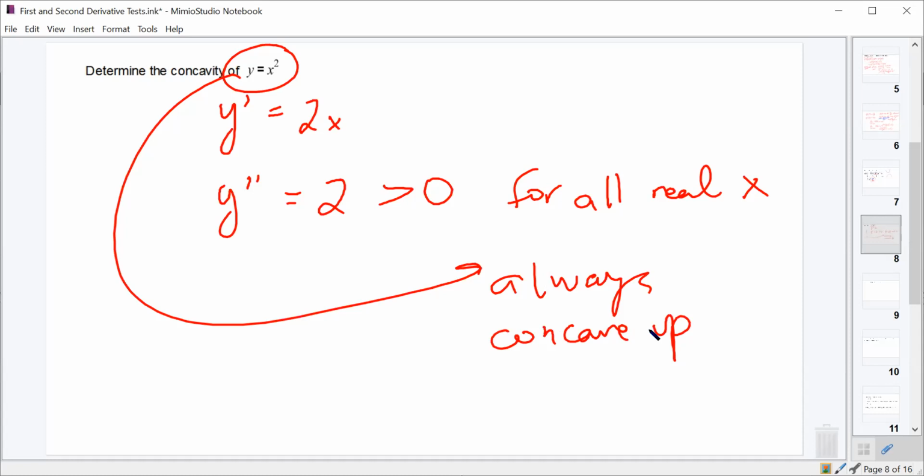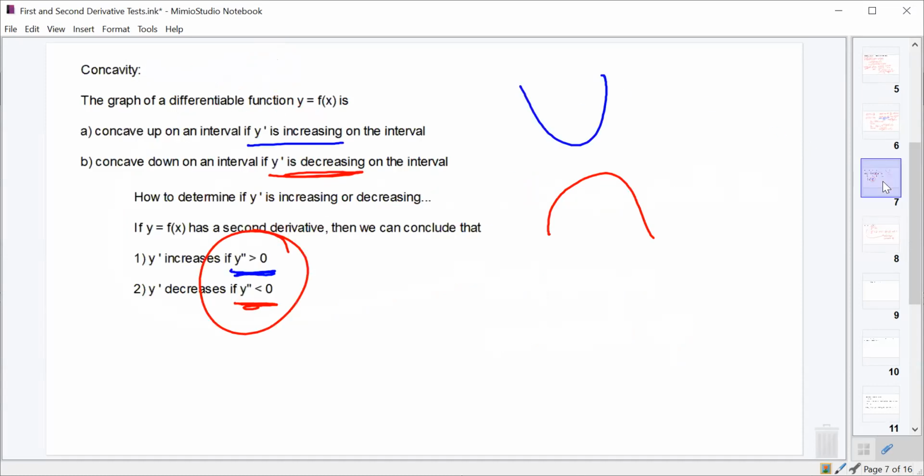Good or no? So when its second derivative is positive, it's concave up, and when the second derivative is negative, it's concave down. Is that right? So yeah, the derivative increases if the second derivative is positive, and if the derivative is increasing, that's when we're concave up. And the same thing here. If the derivative decreases, if the second derivative is negative, then it'd be concave down.